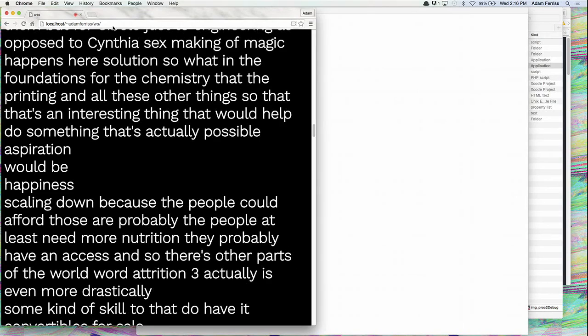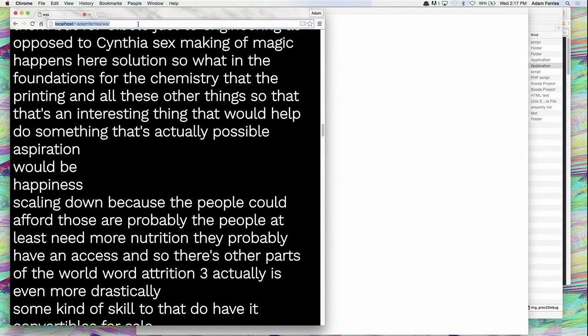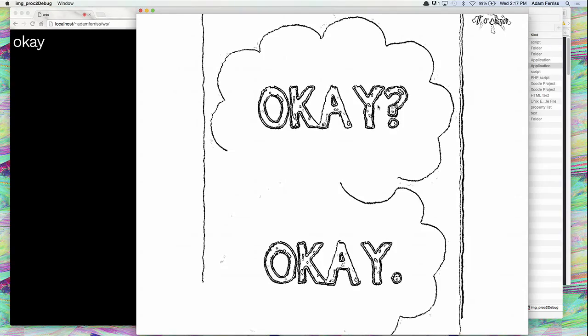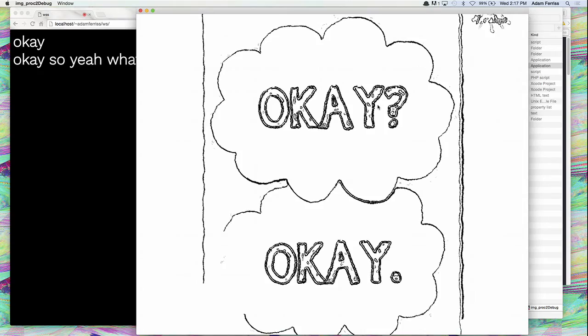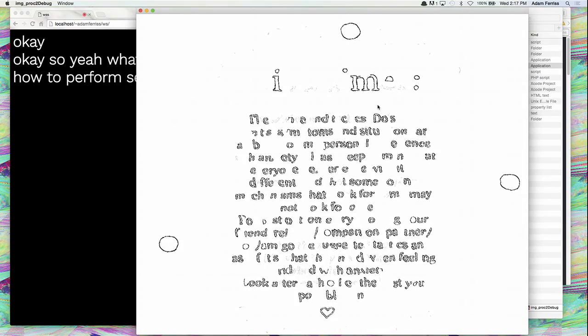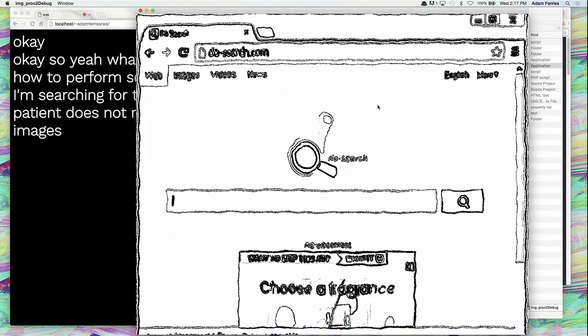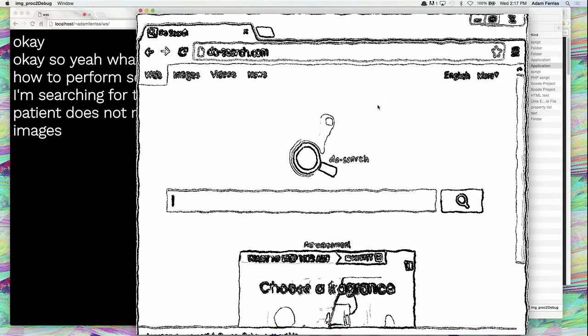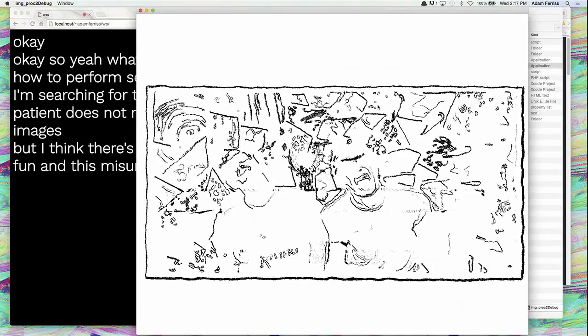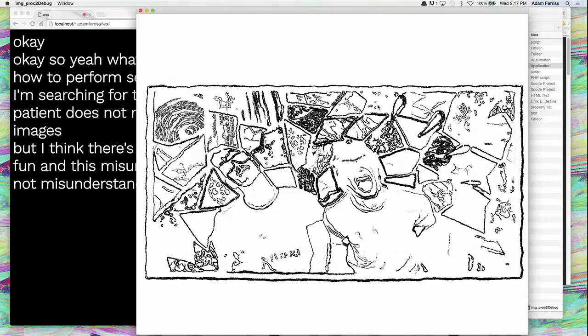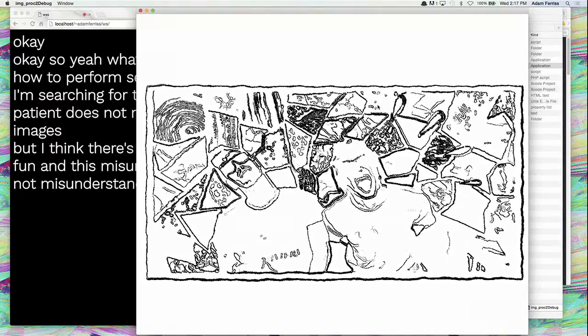Okay, so live demos are always risky. Okay, hello. Okay, so yeah, whatever I'm saying, we should be able to perform searches on it. And searching for things in conversation does not necessarily equate to good images. But I think there's some real fun in this misunderstanding. What random images are attached to our words? Yes. So this is it.